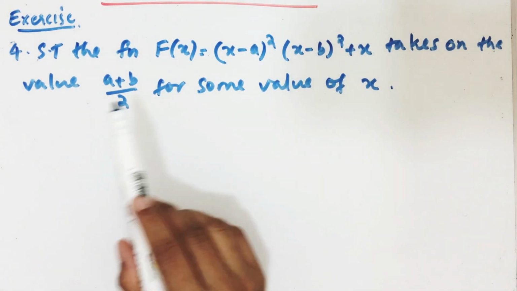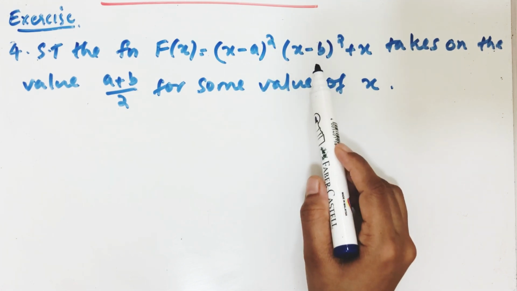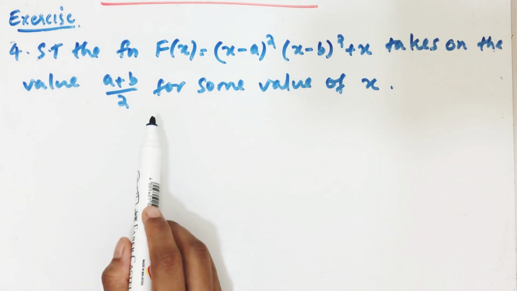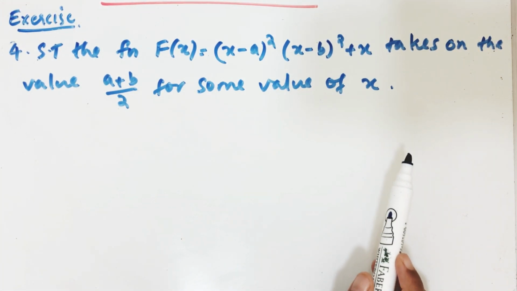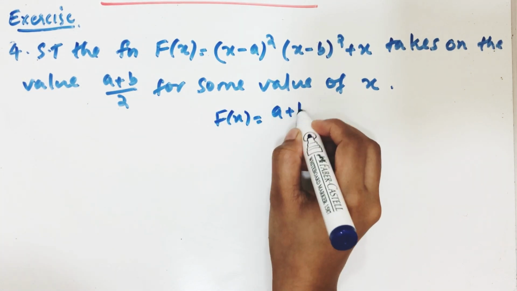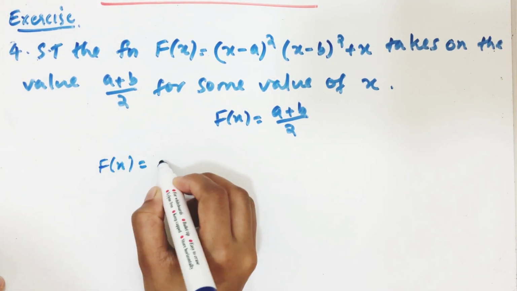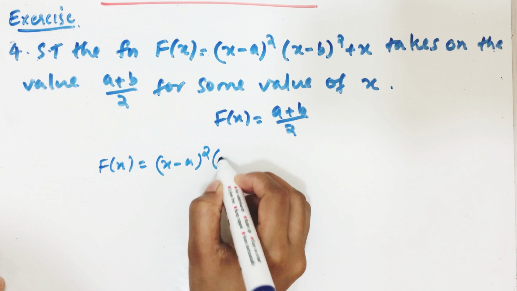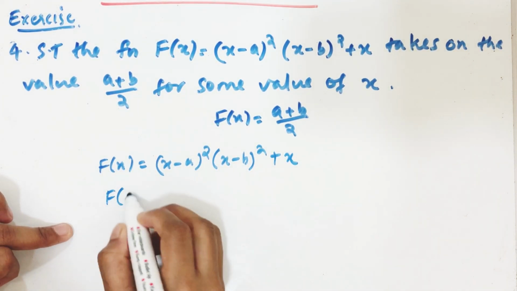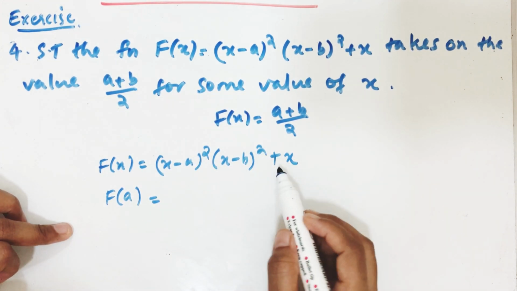Next question, show that the function f(x) is equal to (x minus a) the whole square into (x minus b) the whole square plus x takes on the value (a plus b)/2 for some value of x. We have to prove that f(x) is equal to (a plus b)/2 for some x. F(x) is (x minus a) square into (x minus b) square plus x. What is f(a)? F(a) equal to (a minus a) square into (a minus b) square plus a.